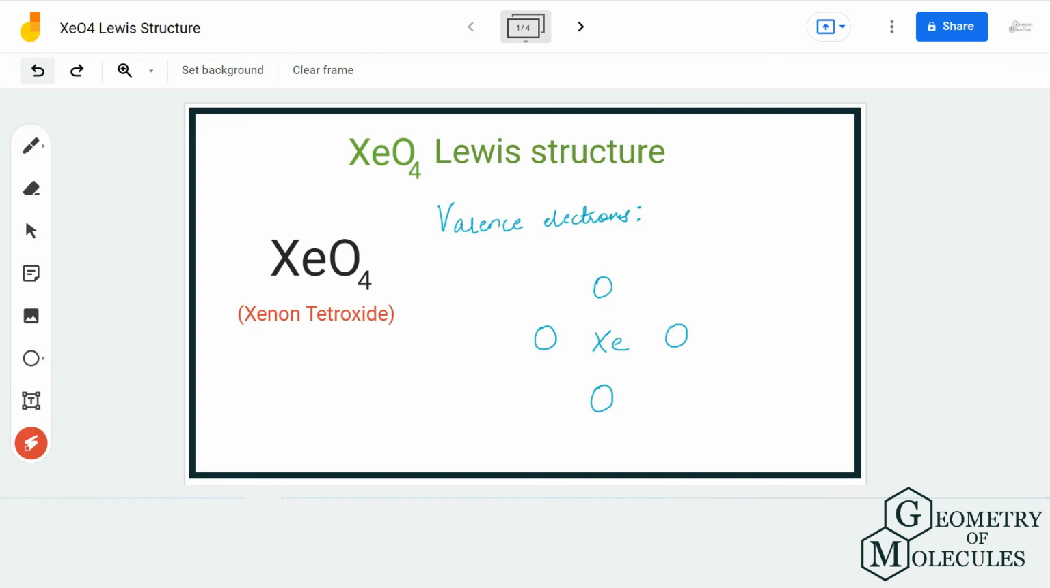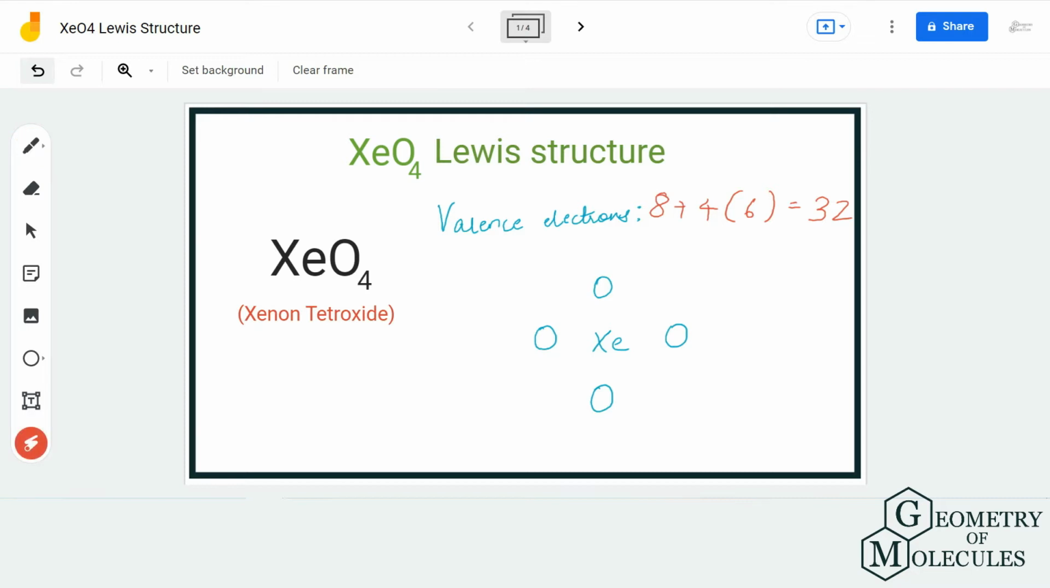Let's do the Lewis structure for XeO4 in this video. So XeO4 is the chemical formula for xenon tetroxide, and to determine its Lewis structure, we will first find out the total number of valence electrons. Xenon here has 8 valence electrons. Each oxygen atom has 6 valence electrons, and hence in total we have 32 valence electrons for this molecule.